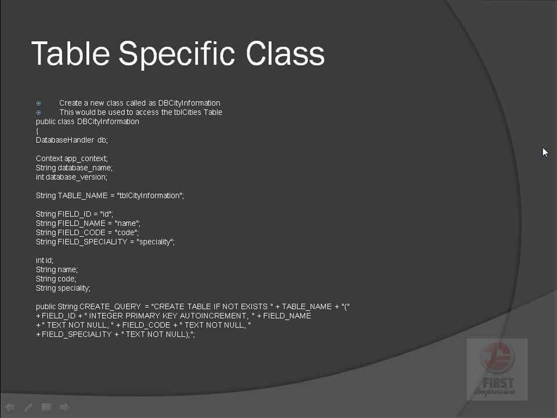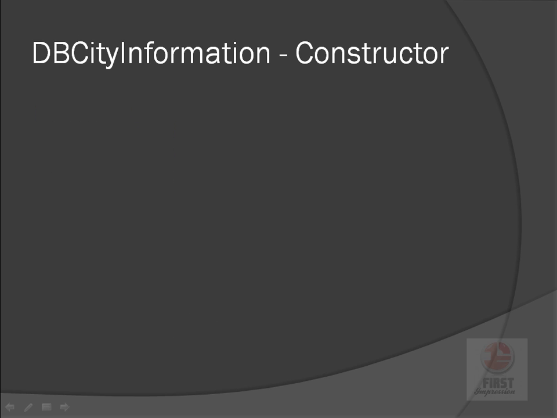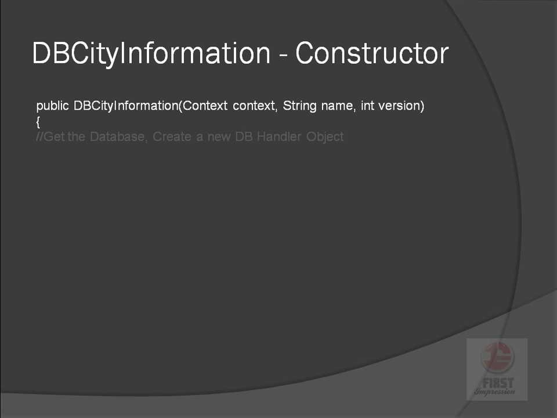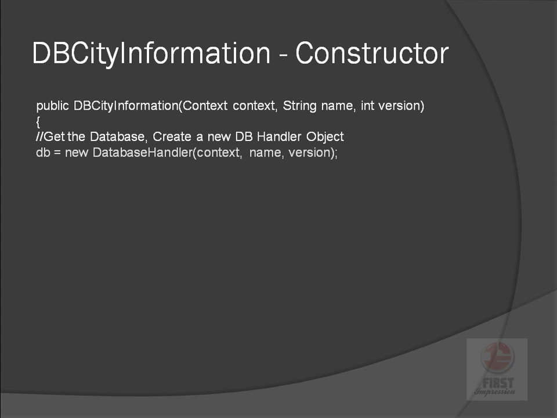After the table specific class, let's move on to create the constructor of this table specific class. We'll have public DBCityInformation, the same name as the class name. Over here we have to pass the context, the name of the database and the version. So let's initialize them. We'll say db equals new DatabaseHandler.